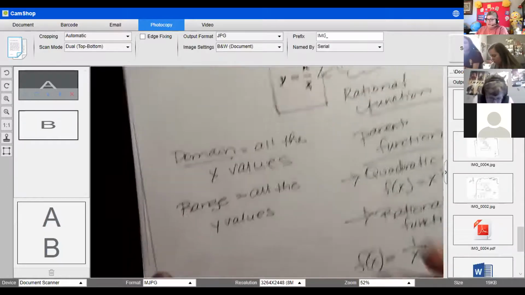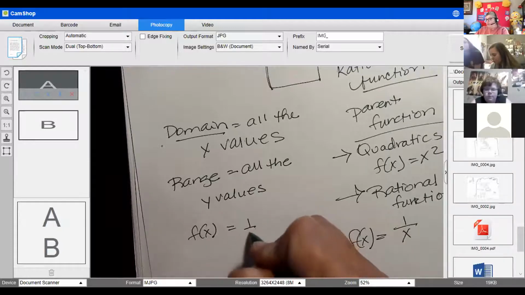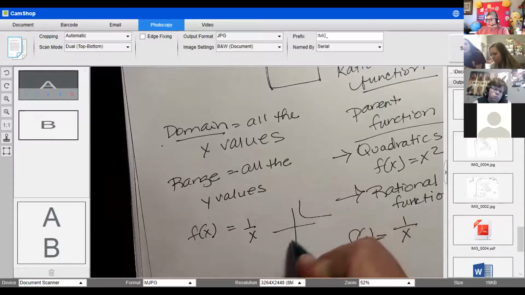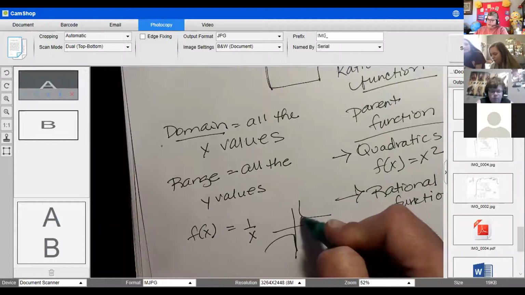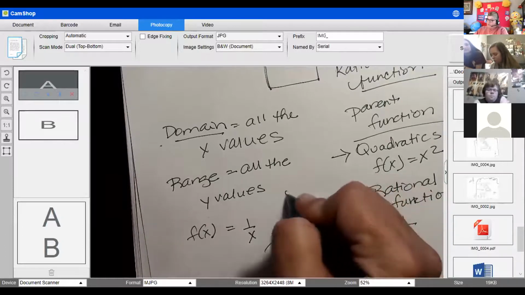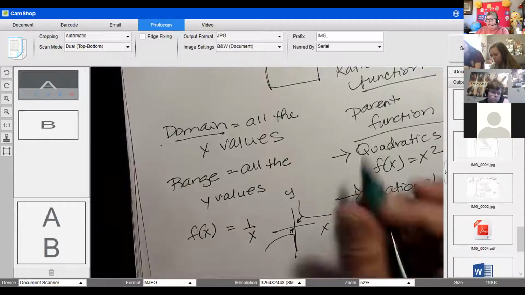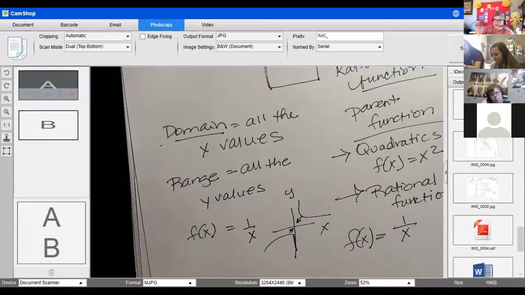And so if our parent function for a rational function is 1 over x, and we saw in that Desmos graph that it approached the origin, but it never touched the origin, that is an example of an asymptote. And that's one of your vocabulary words for this week: asymptote. So it's basically where the graph does not exist. It approaches, but it can never equal.